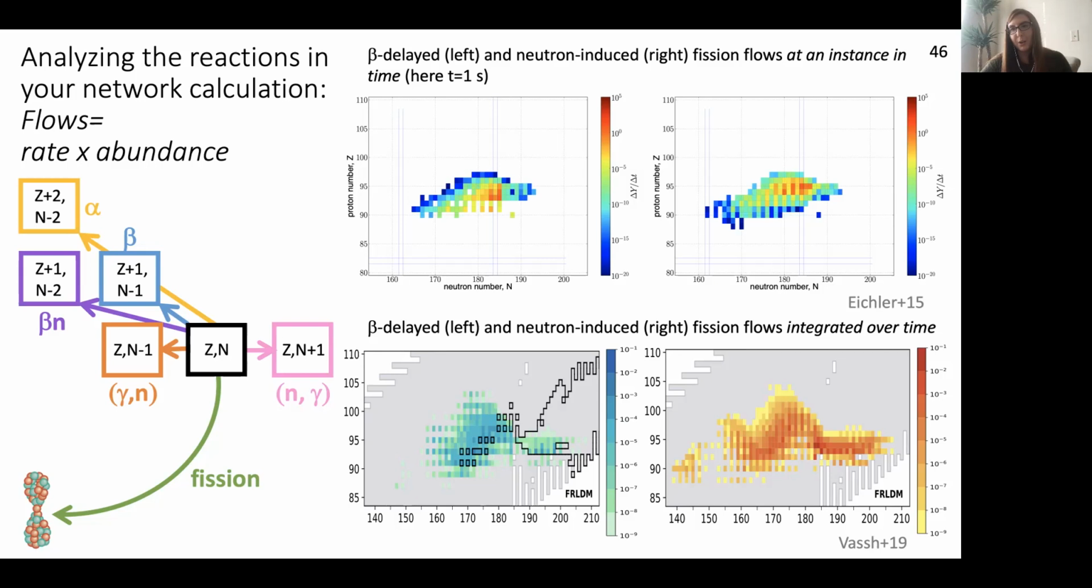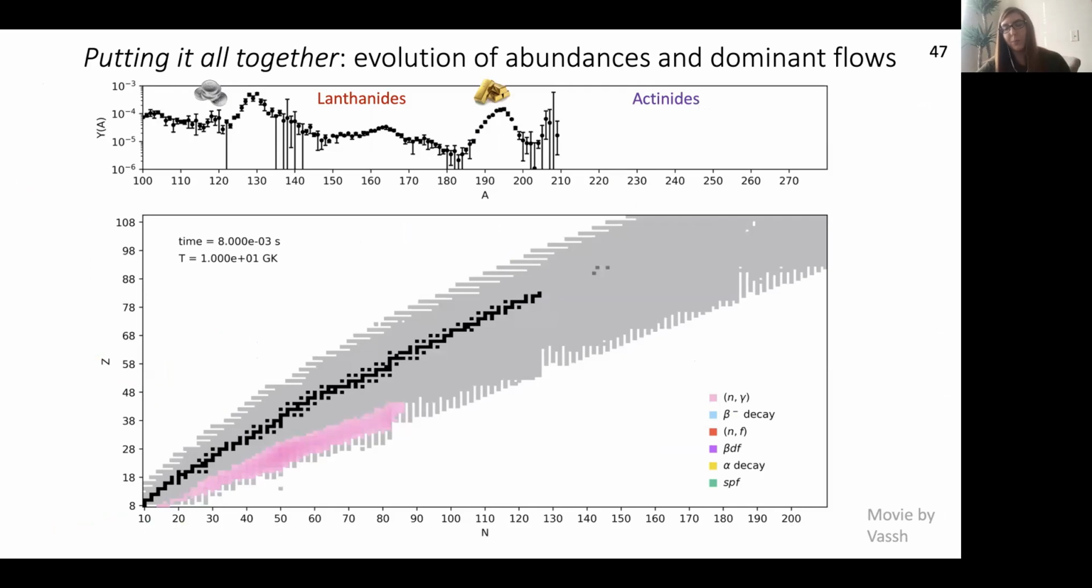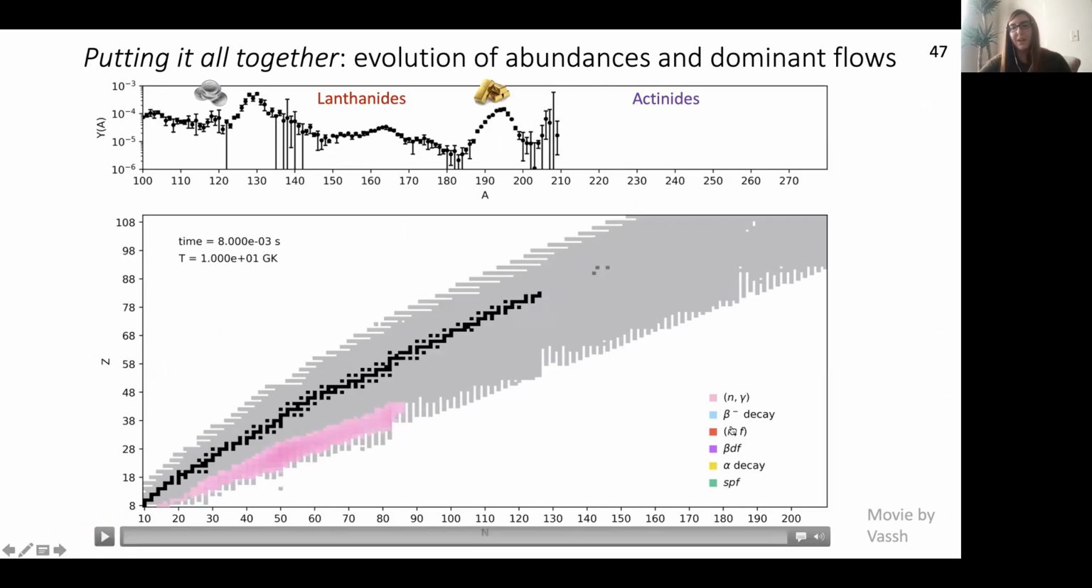So let's take a look at a movie which analyzes exactly that. What you're going to see is all of these nuclei color-coded by the dominant flow at a given point in time. Anything color-coded N gamma is dominantly neutron capturing. Anything color-coded blue is dominantly beta decaying. Red is for neutron-induced fission, purple for beta delayed fission, yellow for alpha decay, and green for spontaneous fission.